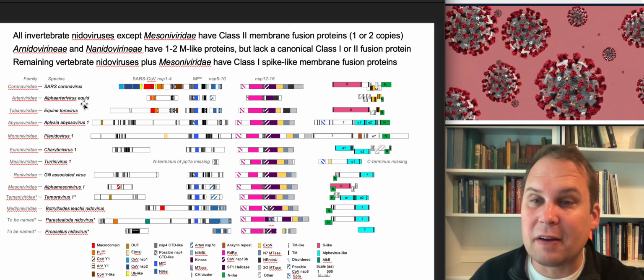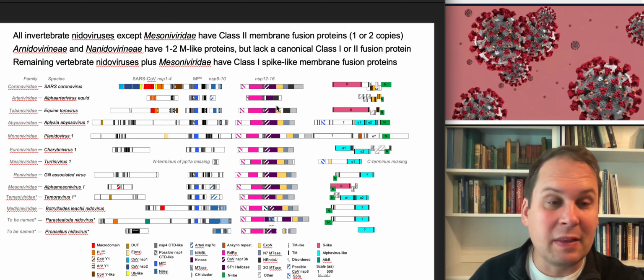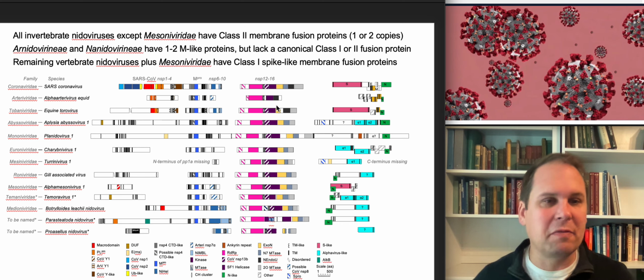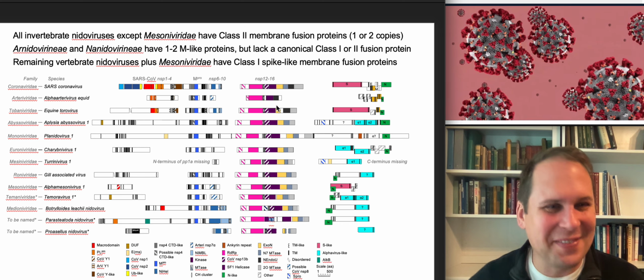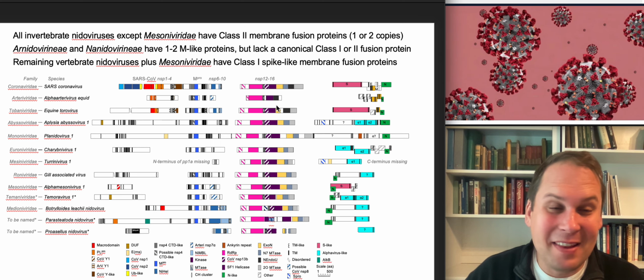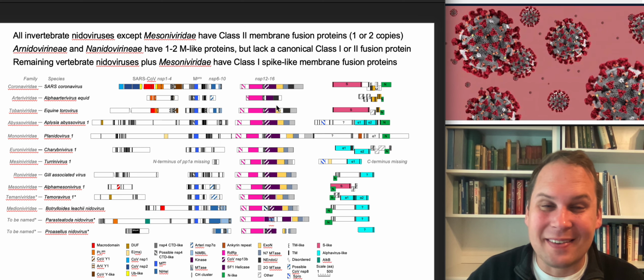The one group that does not have these are the smallest of the corona-like viruses. They're called arterioviruses. And weirdly, they're missing both the capping system and the proofreading system. That's pretty crazy, right? But nevertheless, they persist. They exist in the world.